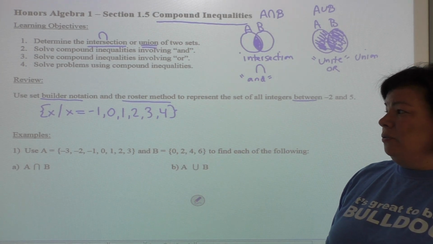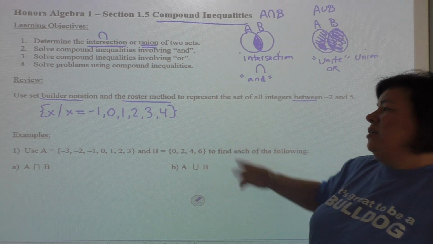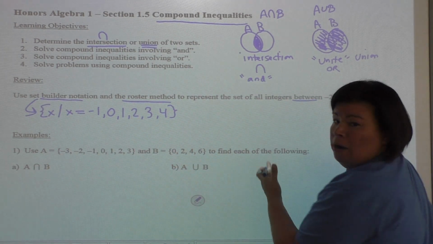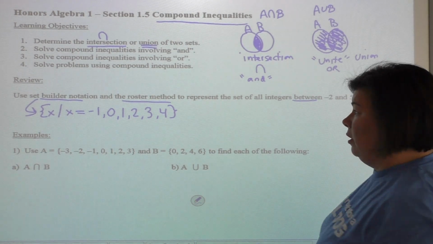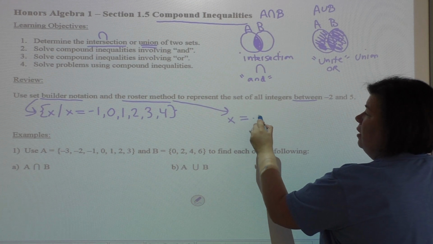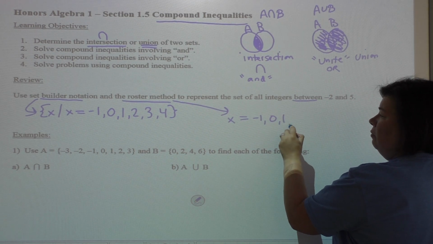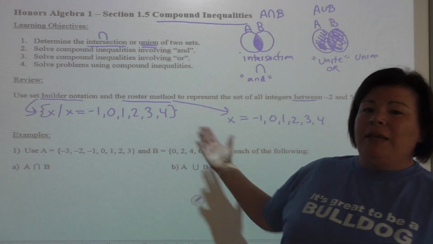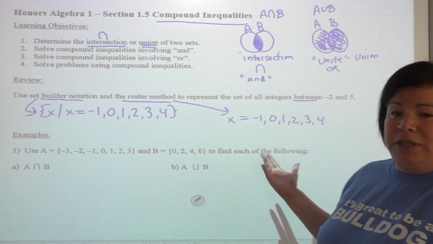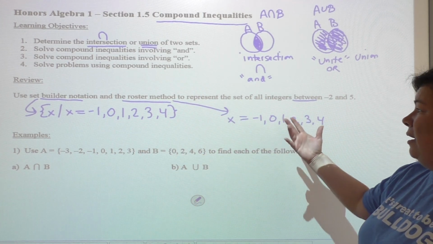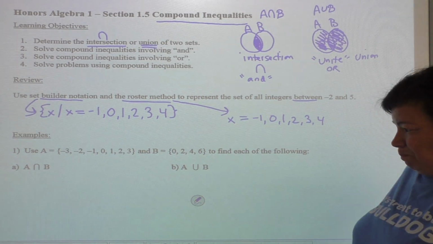So that's set builder notation. The roster method is basically telling us what are our solutions, period, that'll work. So the roster method is basically saying x has to equal -1 or 0 or 1, 2, 3, or 4. So it's just the way the answers are presented. That's the only difference. So set builder notation looks like that, and the roster method looks like that.